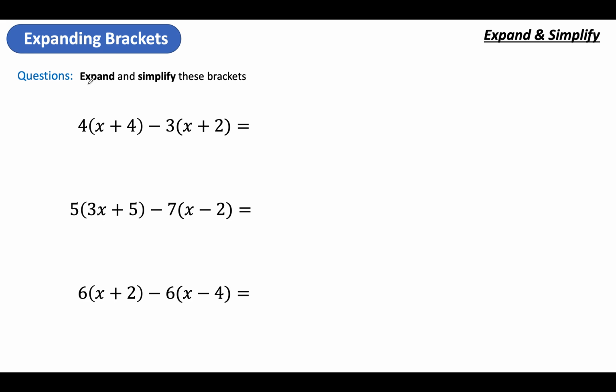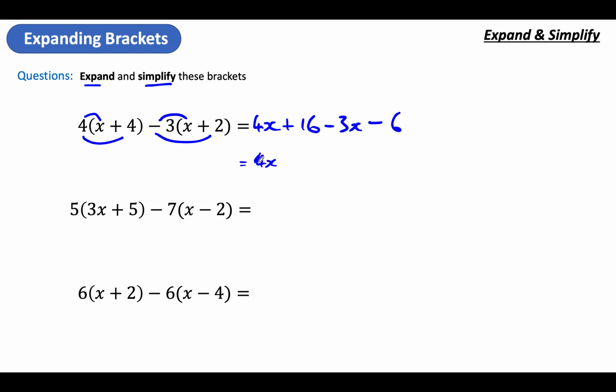Right, so we've got expand and simplify. Firstly, expand and then simplify. 4 times x is 4x. You're getting the hang of these now. I don't need to go slowly. 4 times 4 is 16, and that's positive 16. Then we get to this tricky little thing. Negative 3 times x is negative 3x, and negative 3 times positive 2 is negative 6, because it's a negative times positive.